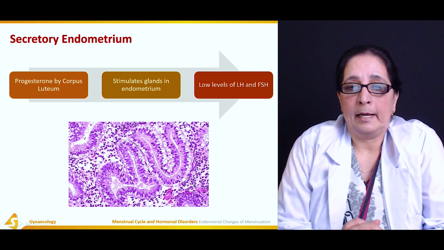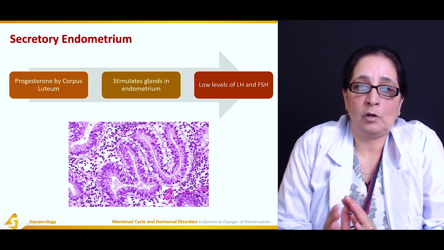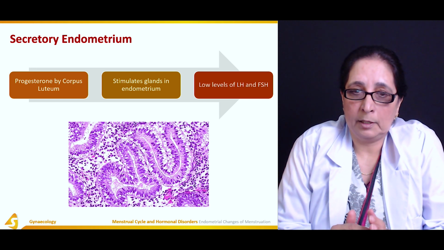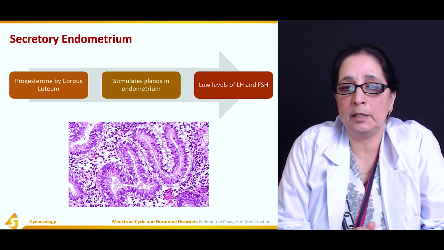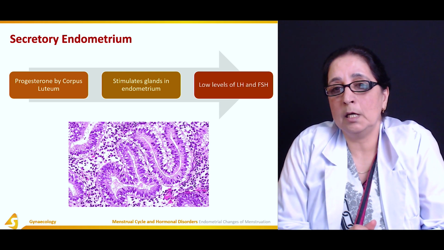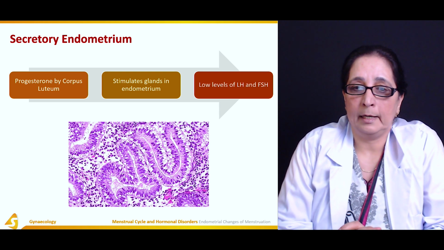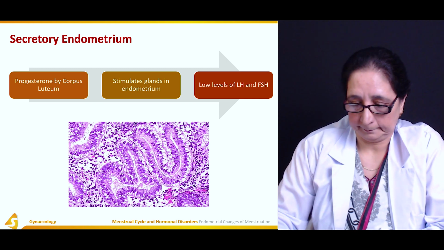And then in this phase, progesterone is high and estrogen is also high, but the follicle stimulating hormone and luteinizing hormone are in the low range.